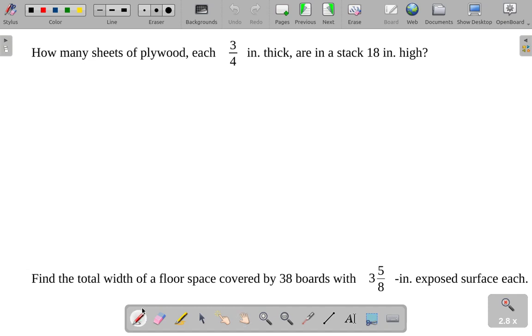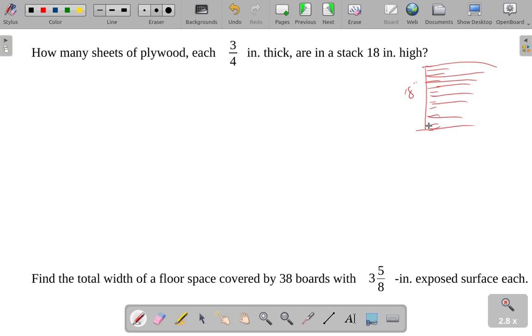Alright, let's do a couple word problems, because once we start talking about fractions, suddenly people have issues trying to figure out what sort of operations they should use. So, how many sheets of plywood, each 3/4 inch thick, are in a stack that's 18 inches high? If you're having trouble visualizing what's going on here, we have an 18 inch high stack, and we're stacking 3/4 inch plywood. We have a bunch of plywood stacked here, each of them 3/4 inch thick, and we're trying to figure out how many sheets of plywood there are.